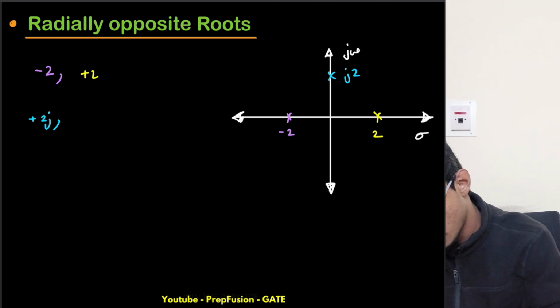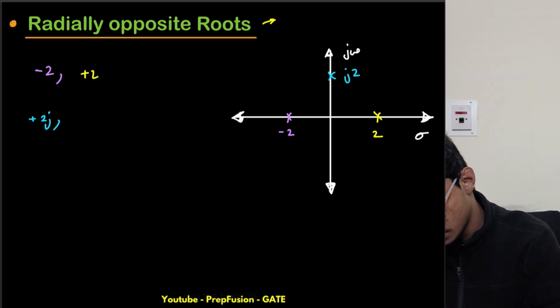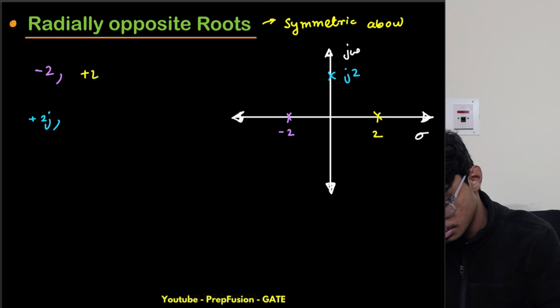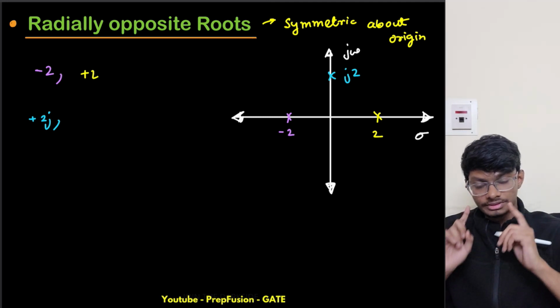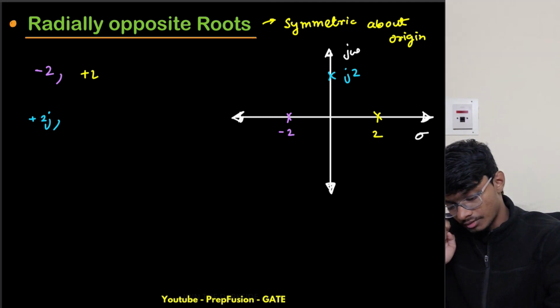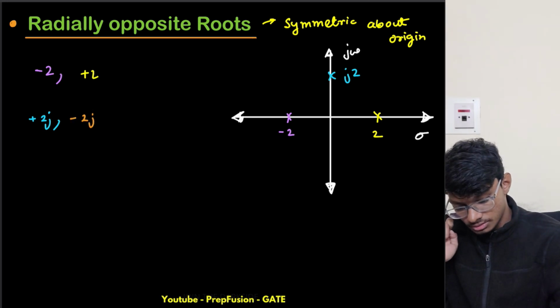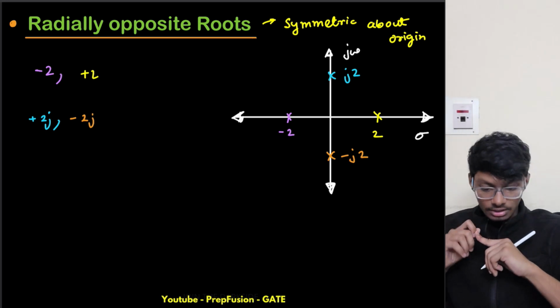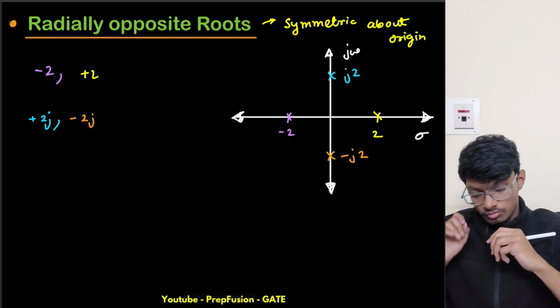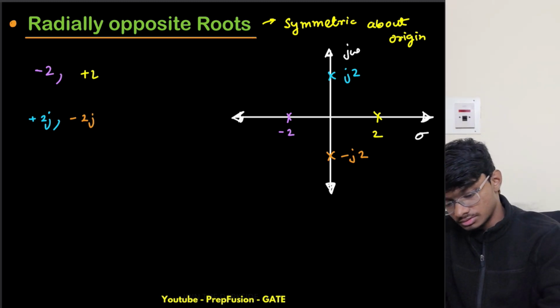Let me write it with this pen. Symmetric about origin. If this is symmetric about origin, then I will have another root which will lie at minus 2j. So this will lie around here, minus j2. Now if this lies around here, I will take another example.